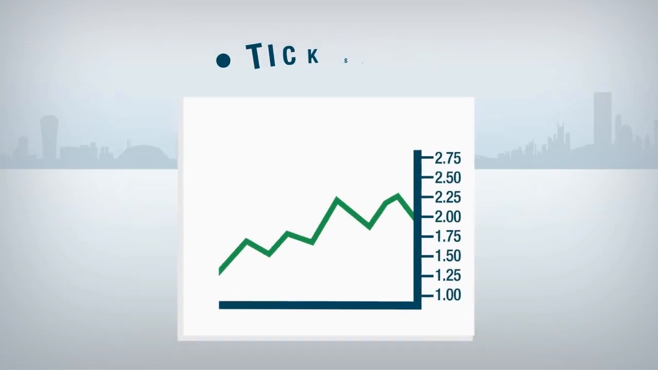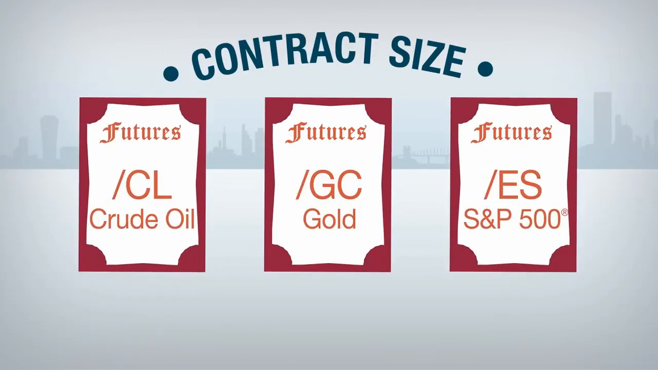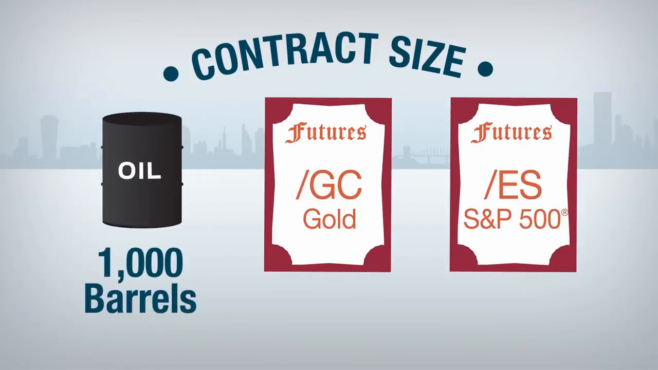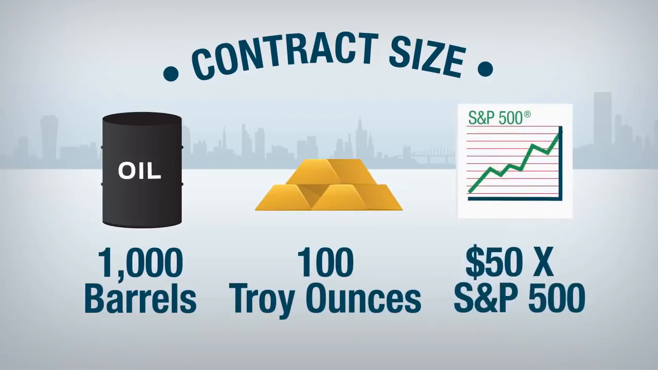A third standard component is contract size. Each commodity or financial instrument has a standardized contract size that doesn't change. For example, one contract of crude oil always represents 1,000 barrels. One contract of gold futures represents 100 troy ounces. And one contract of E-mini S&P 500 futures represents $50 times the price of the S&P 500 index.